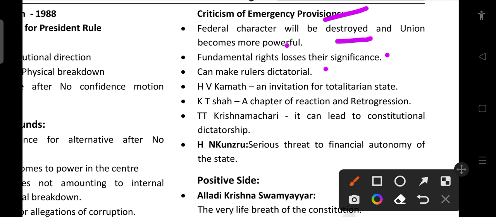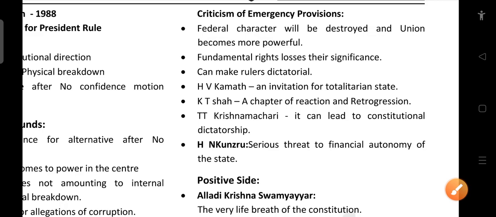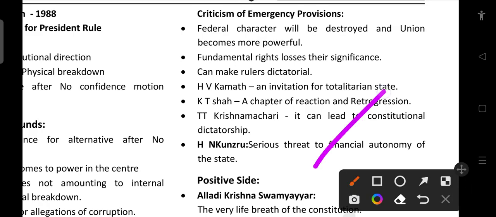Then H.V. Kamath says that it is an invitation to a totalitarian state. Then K.T. Shah said, a chapter of reaction and retrogression. According to T.T. Krishnamachari, it can even lead to constitutional dictatorship. H.N. Kunzru says it's a serious threat to the financial autonomy of the state. So, these are the various comments by different people.